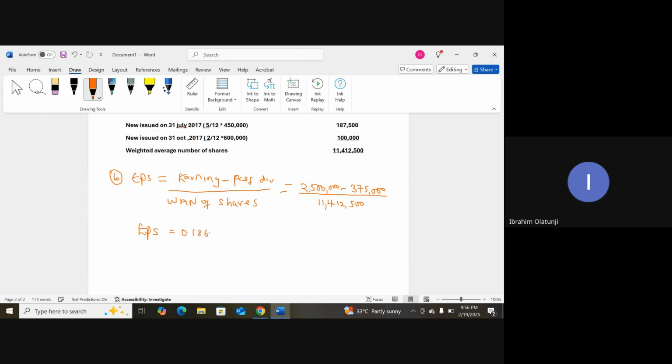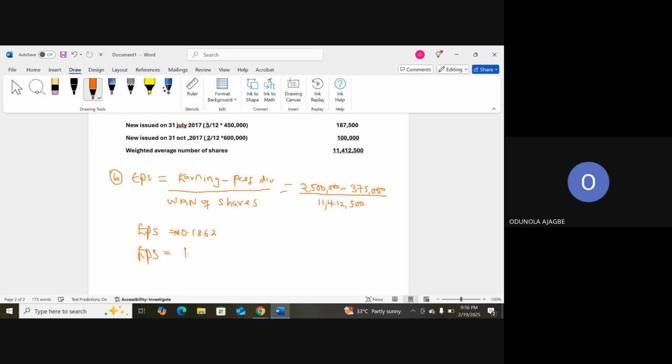0.1862. So if you want to put this one in real sense, this is naira, because they said per share, it is money. So if you want to pronounce this, what will you pronounce? Will you say 0 naira 1,862 kobo? So for you to understand it better, you multiply this amount with 100 so that you can quote it very well.